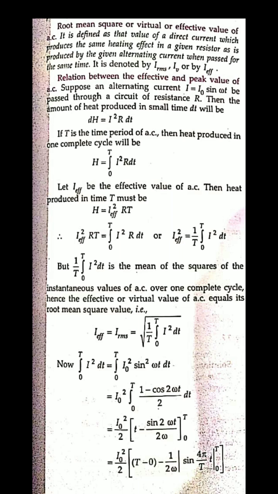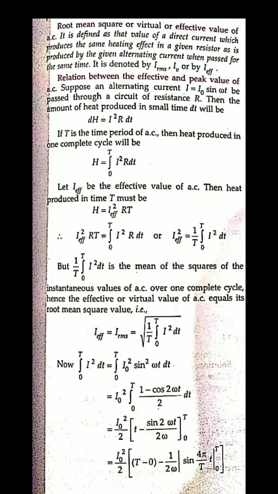Now if I effective is the value of the AC, then the heat produced in time T is H equals I effective squared R into T, because this is considered over a full time period T. So if we compare the first and second equations, both are equations of H. So we can write I effective squared RT equals the integration from 0 to T of I squared R dt. That integration we get from that small dH, but if we consider the whole time, then we get the third equation.